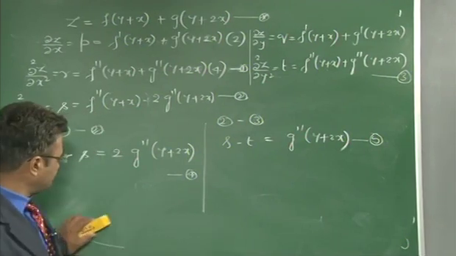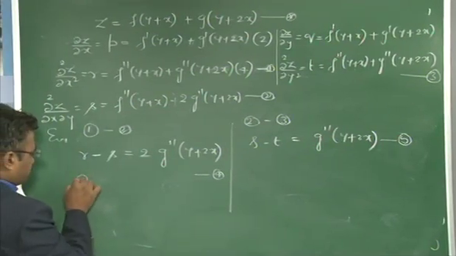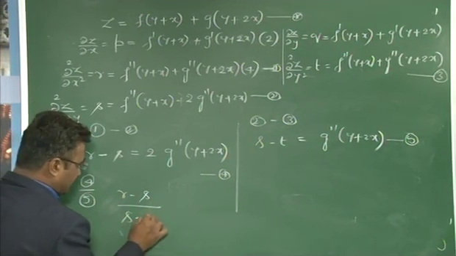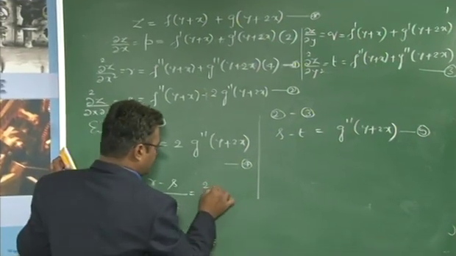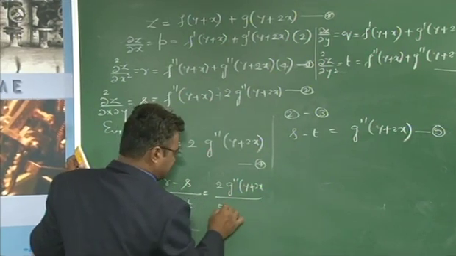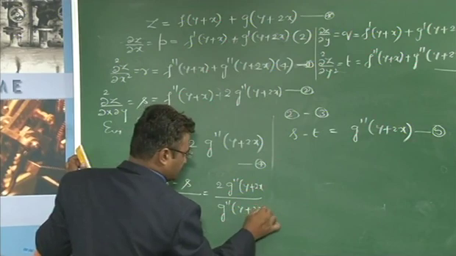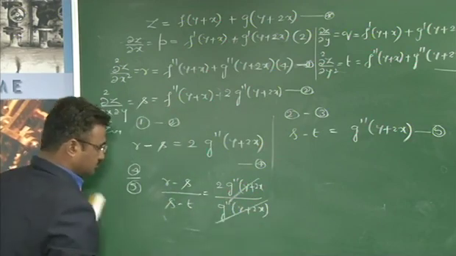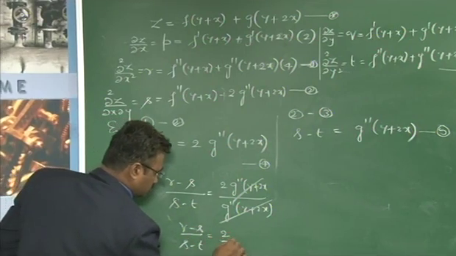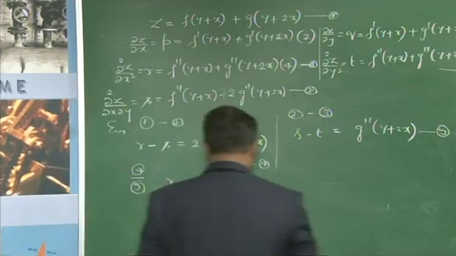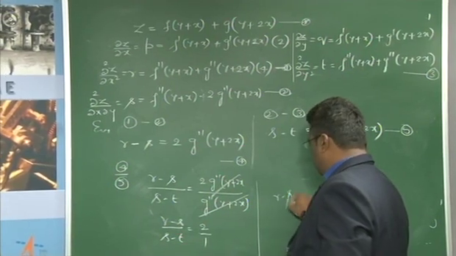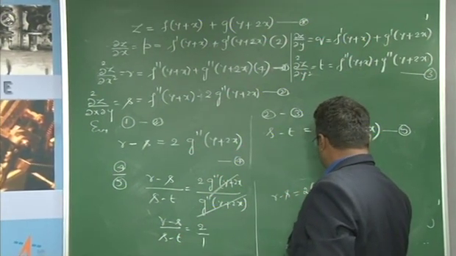If we divide equation 4 by 5, we get (r minus s) divided by (s minus t) equal to 2 times (g double dash y plus 2x), all divided by (g double dash y plus 2x). Now cancelling these two, we get (r minus s) by (s minus t) equal to 2 by 1. Now we cross multiply, and we get r minus s equal to 2 times (s minus t).